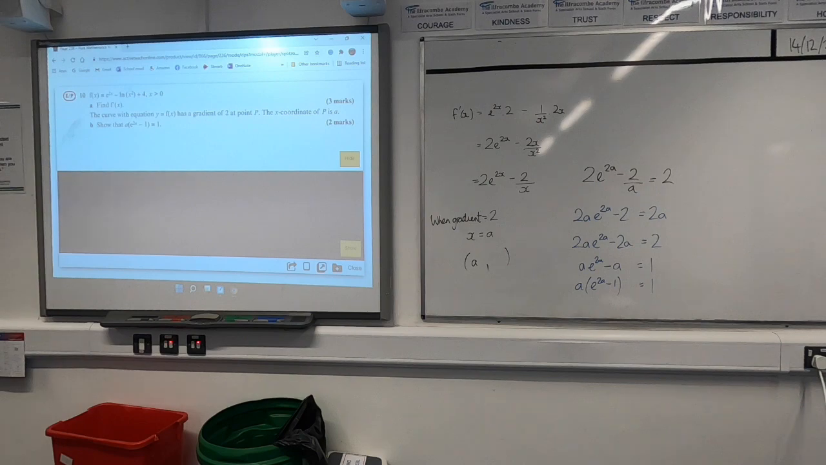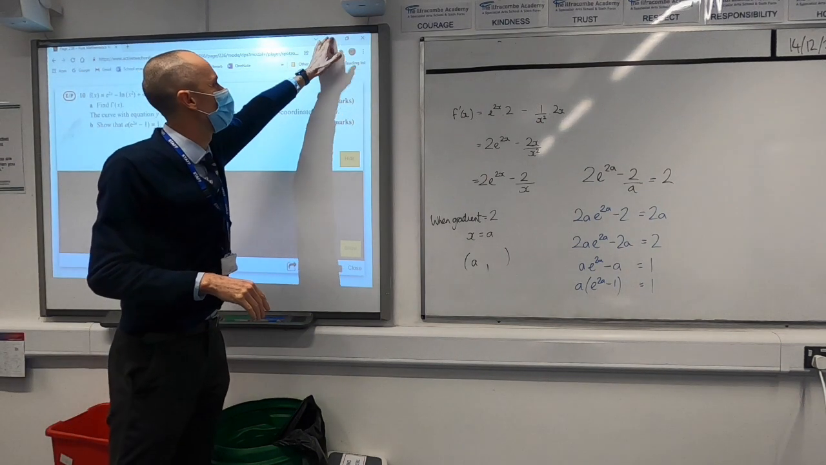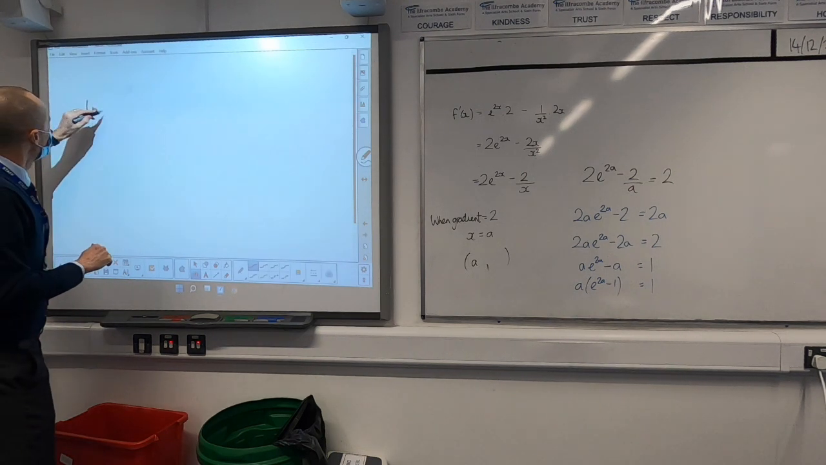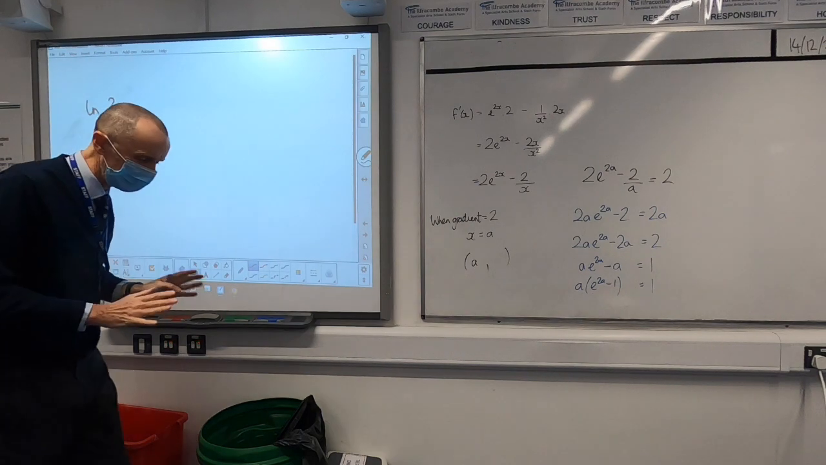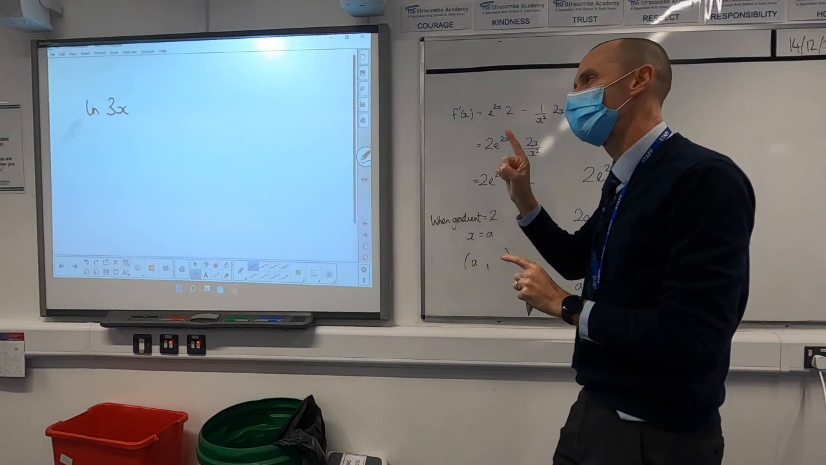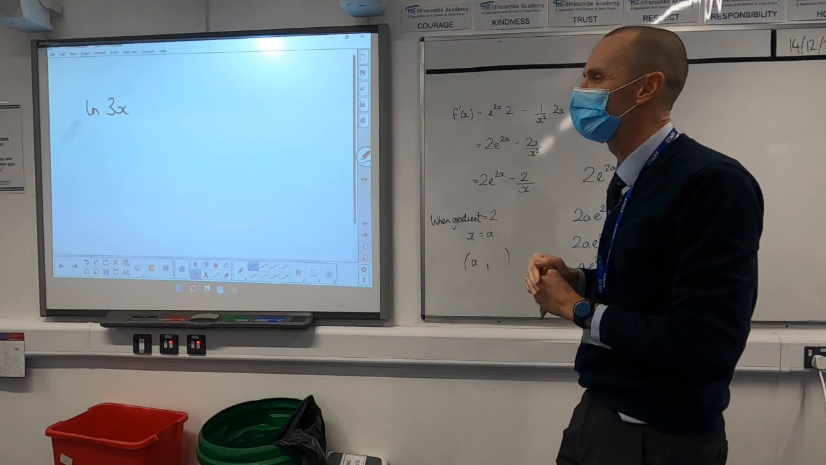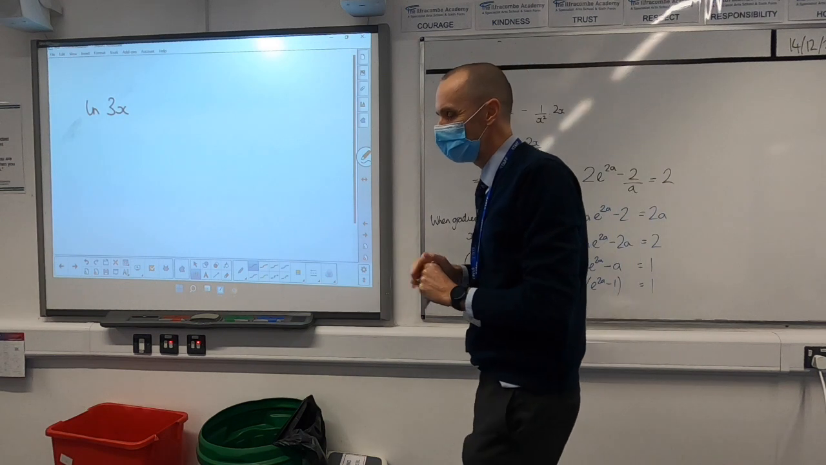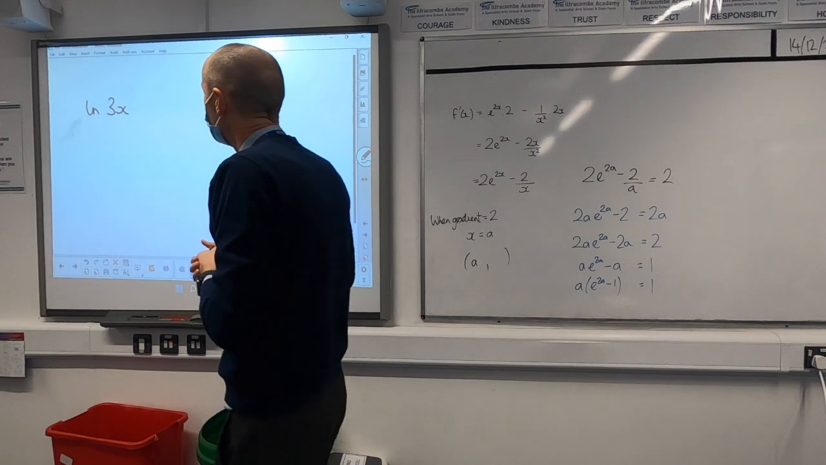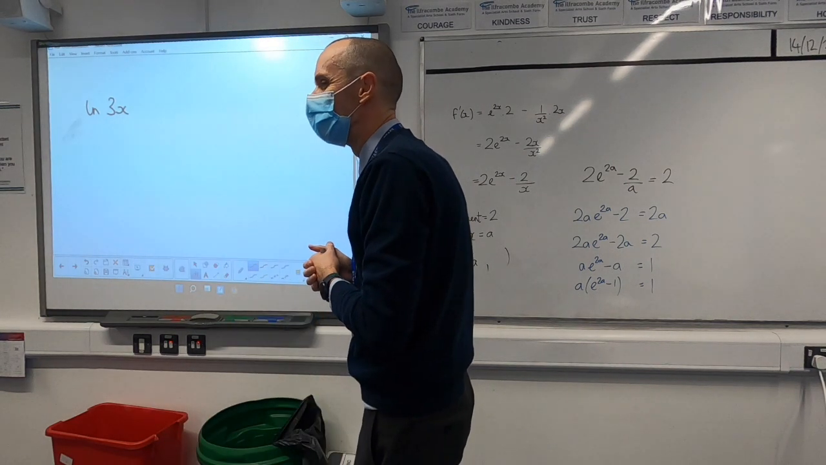Let's just briefly go back to the two funny results we got with log. These two here. Let me remind you about the log rules we talked about. Could anyone suggest how I could use the first log rule in reverse to rewrite that? The first log rule is that log of a plus the log of b equals the log of ab. So how could I use that in reverse?